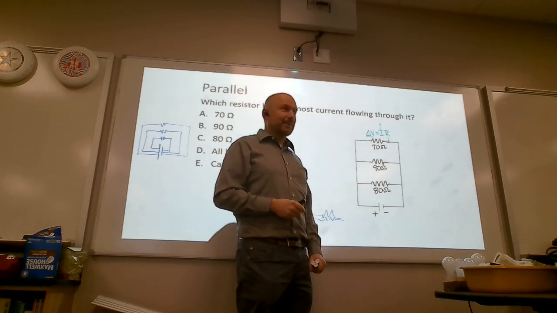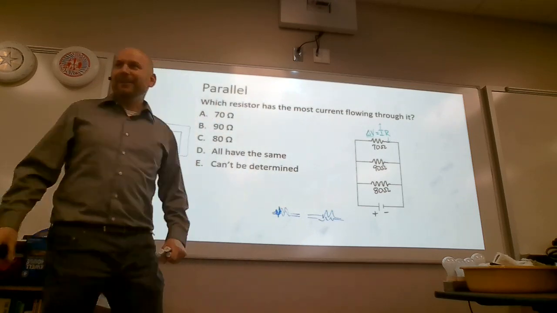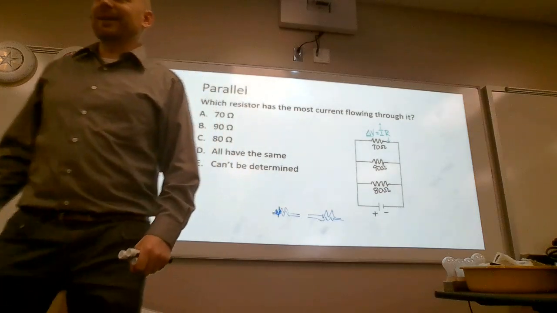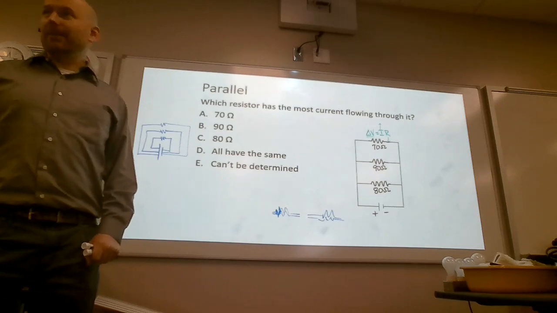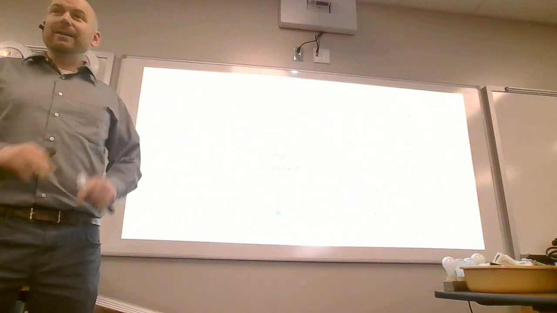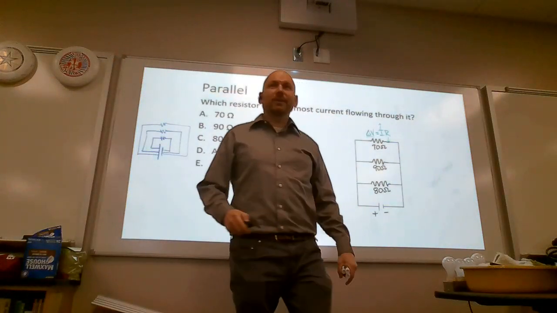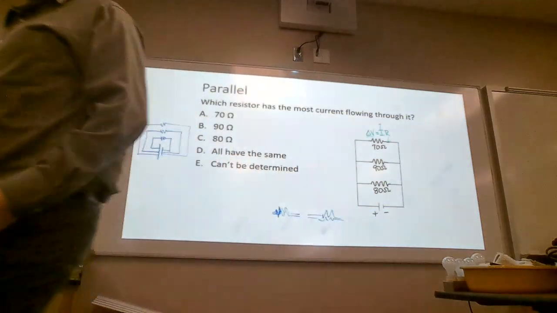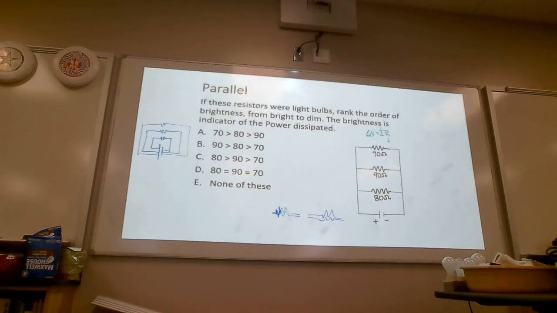Does that make sense? Sorry, I could see why devious dinosaurs would have been attractive. Does that make sense? Okay, different light bulbs. So this one is going to have the most current going through it because it has the least amount of resistance.